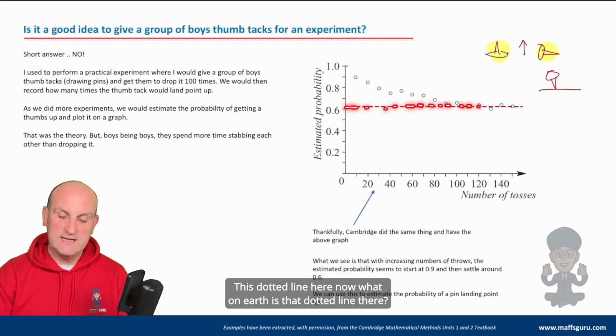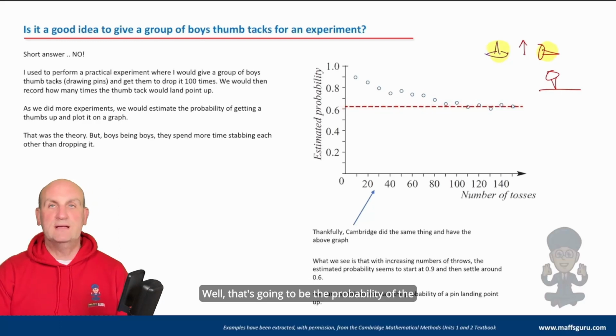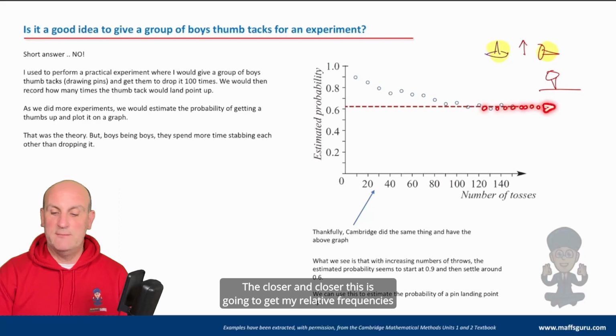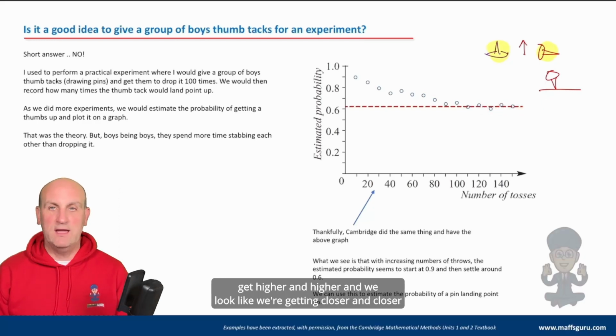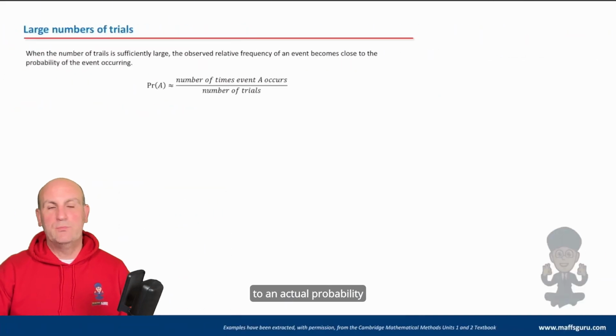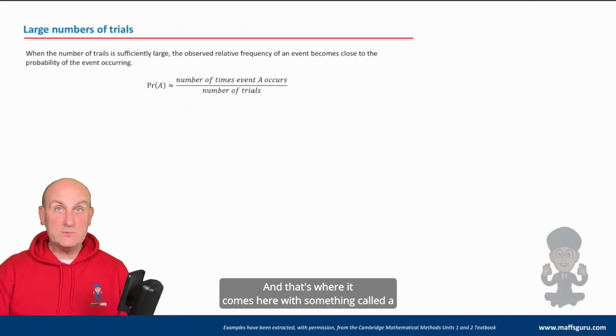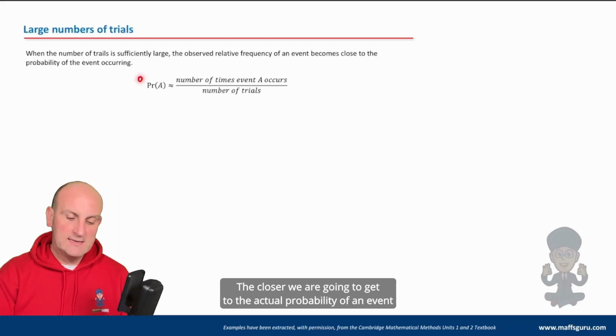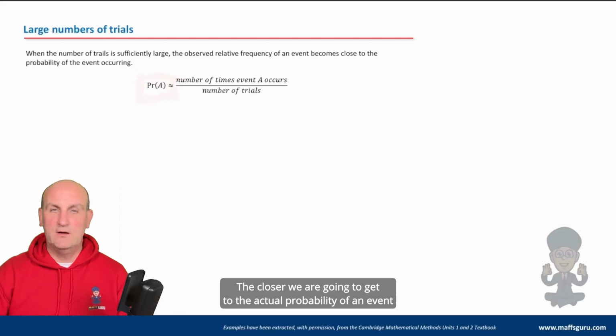Now, what on earth is that dotted line there? Well, that's going to be the probability of the thumbtack landing up, because the more results we have, the closer and closer this is going to get. My relative frequencies get higher and higher, and we look like we're getting closer and closer to an actual probability. And that's where something called a large number of trials comes in. The bigger the number of trials, the closer we are going to get to the actual probability of an event.